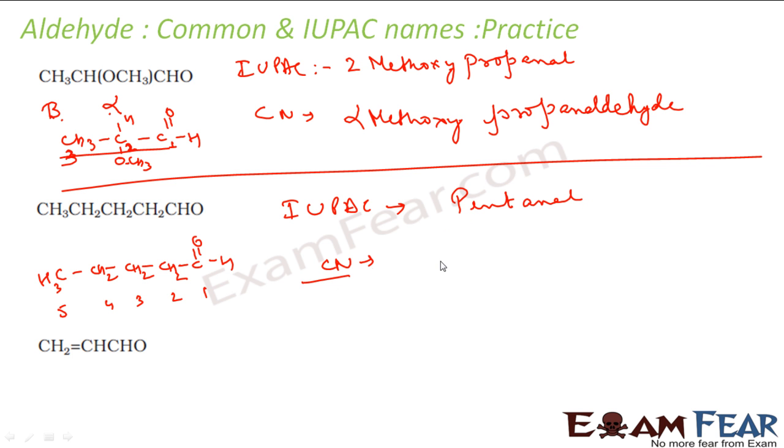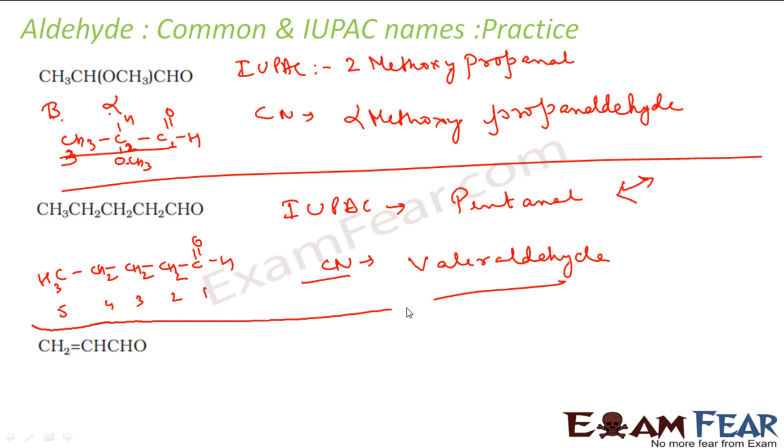Common name, there's a common name for this. That is called valeraldehyde, because it is derived from valeric acid. That's why there is no such concrete rule for common names. You have to remember some of them, but the IUPAC name you don't have to remember. If you know the logic, you can find the IUPAC name.